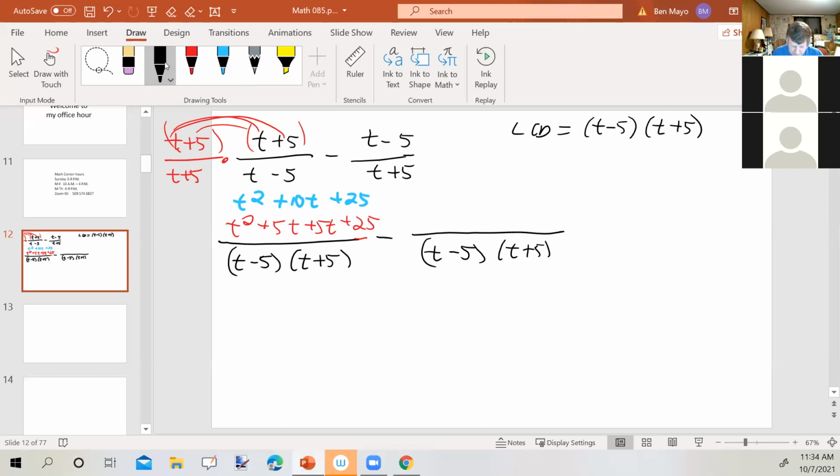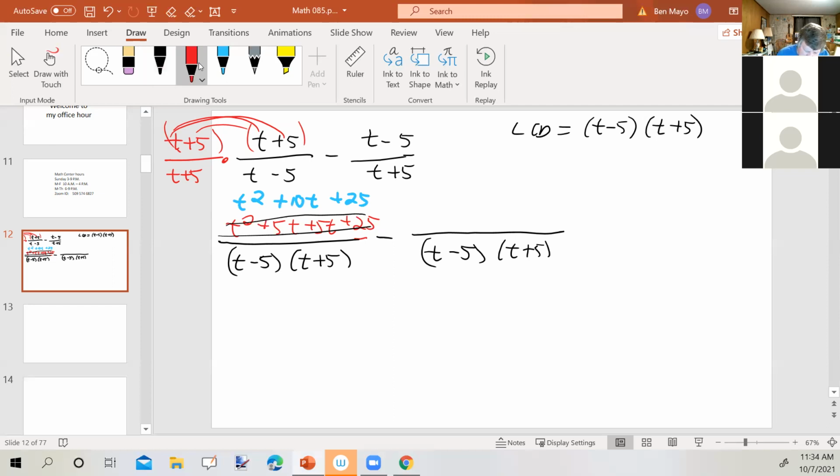I think I screwed up with the 10t because I had t squared plus 25x minus t squared plus 25. I don't know what I did there. Okay. Also, you wouldn't be using x, the variable's t. Okay, that's one issue. Are you all right with that? Ready to go on? Yeah.